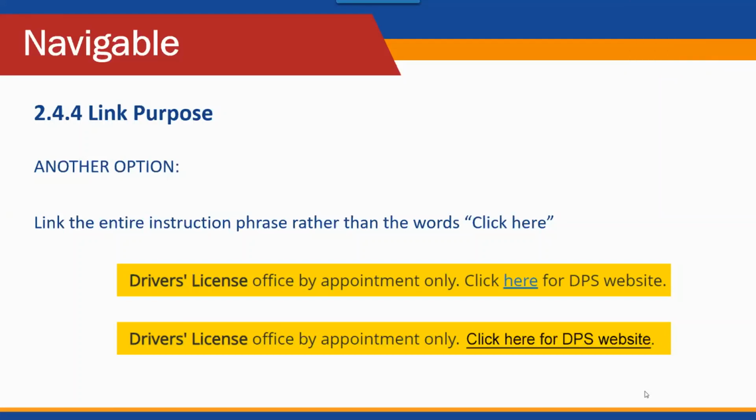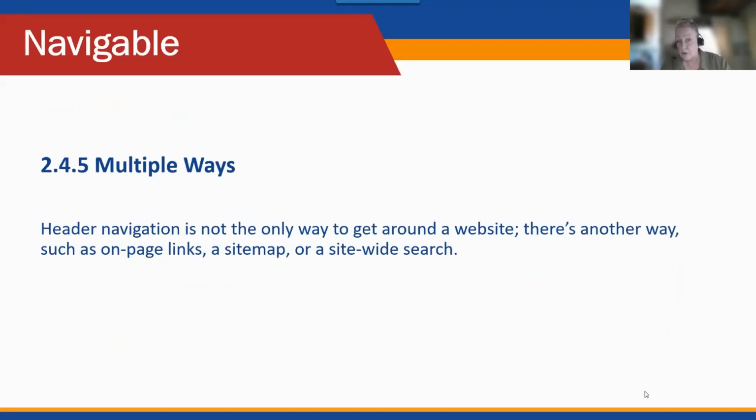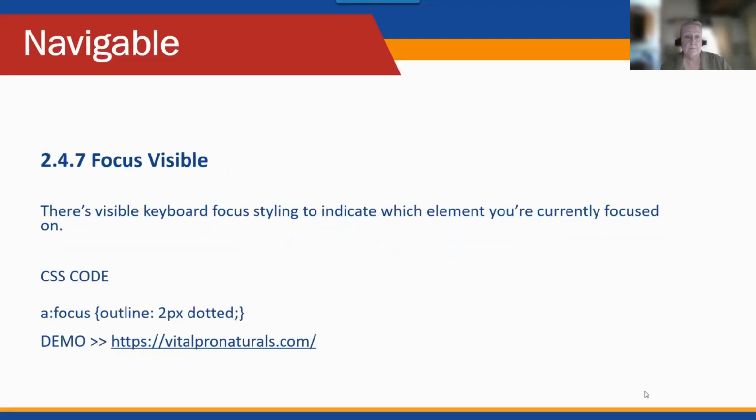In order for your link purpose to be seen, instead of adding an area label, just make that whole link, as you see, instead of the word here, make the whole link "Click here for DPS website" activated, and therefore you don't have to use an area label. Also, there's multiple ways of getting around a website. Make sure that you have a sitemap or site-wide search. There's multiple ways that people can find your content.